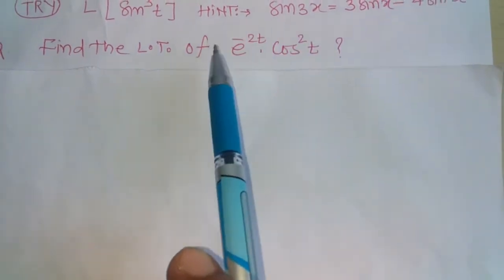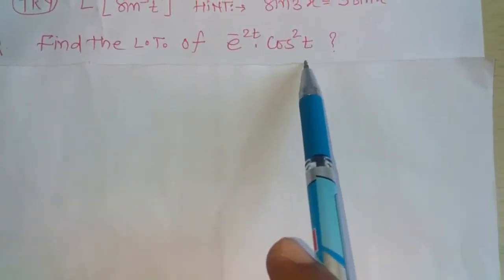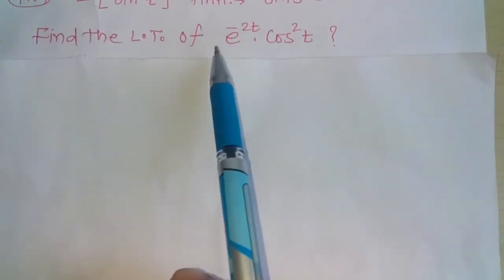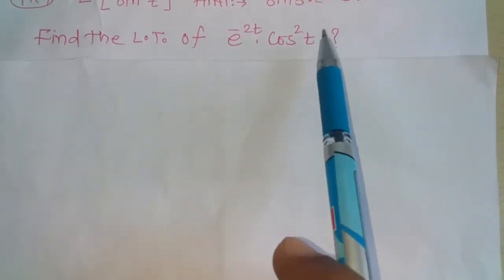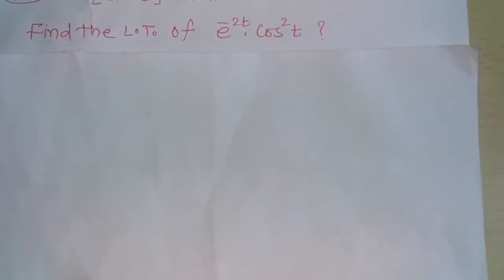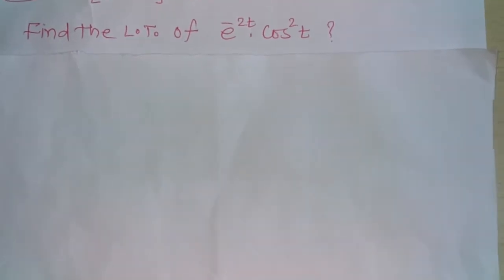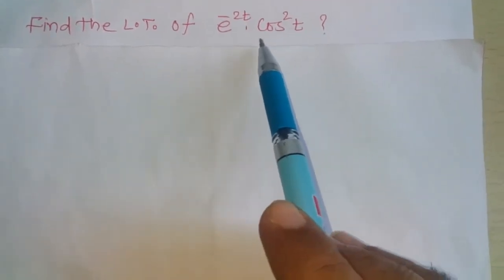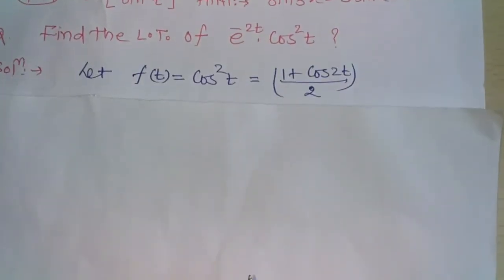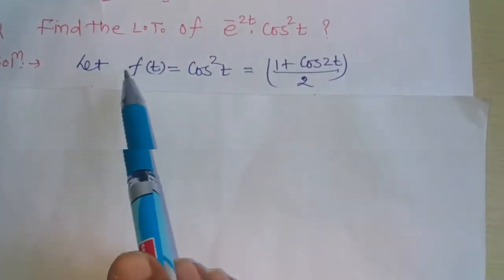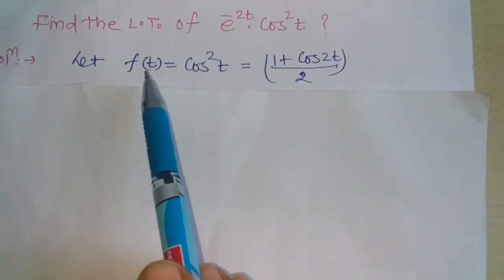Here we have the product of two functions, out of which one is exponential function. In that case, we apply first shifting theorem to find its Laplace transform. Whenever the exponential function occurs as a product term, we use first shifting theorem. So first we assume f(t) is cos square t. Let f(t) is cos square t and we find its Laplace transform, which we denote by f bar s.